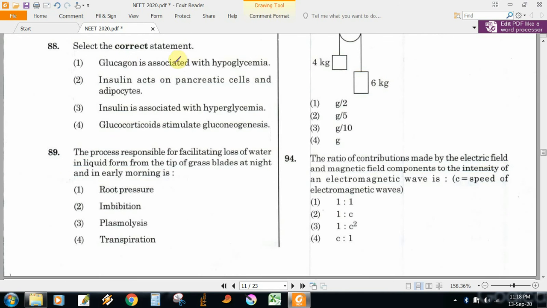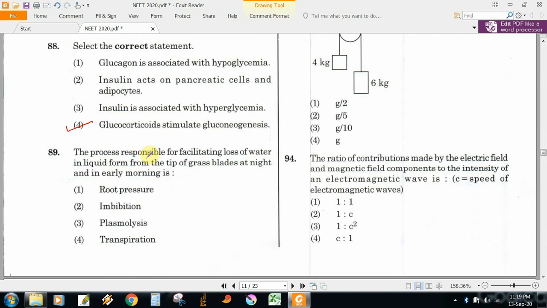Okay. Select the correct statement. Glucagon is associated with hypoglycemia. No, it is associated with hyperglycemia. Insulin acts on pancreatic cells and adipocytes. No. Insulin is associated with hyperglycemia. No, exactly it is opposite. It should be opposite. That is, it is associated with hypoglycemia. And next is glucocorticoids stimulate gluconeogenesis. Exactly, it stimulates gluconeogenesis. That is, production of glucose from non-carbohydrate sources such as lipids, proteins, etc.